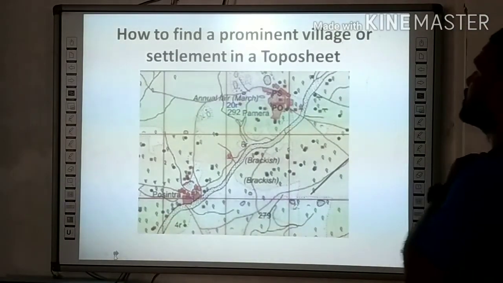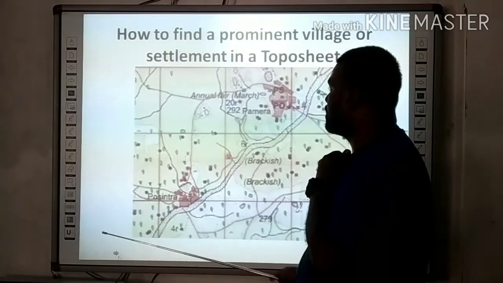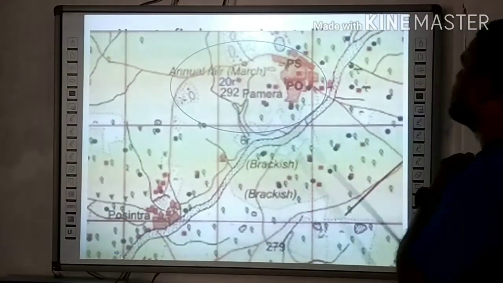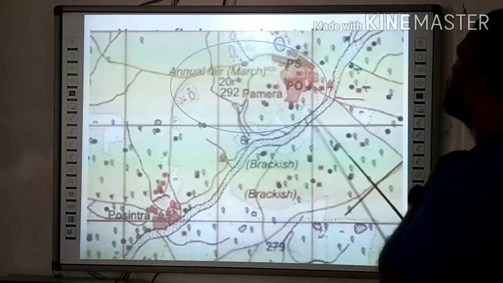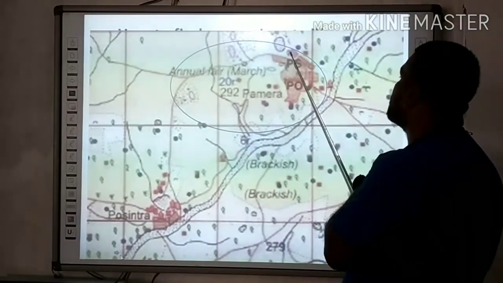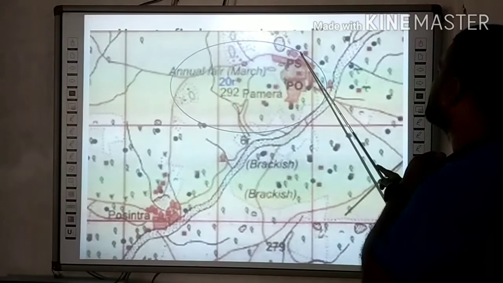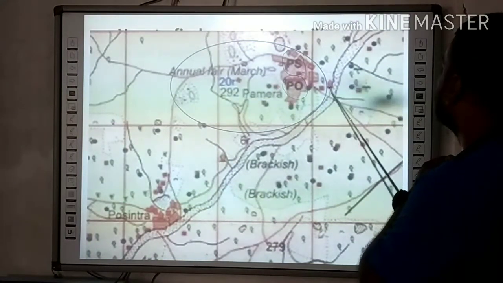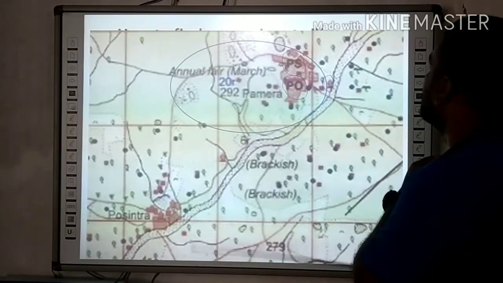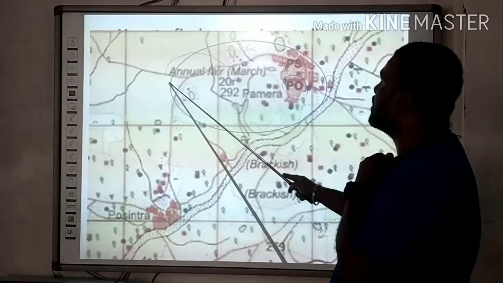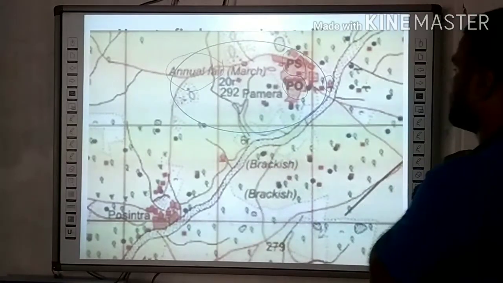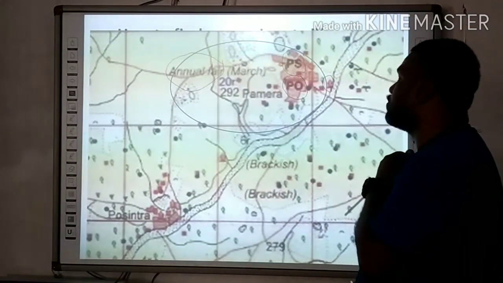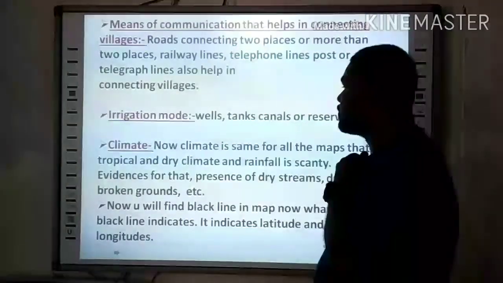Now let us try to find a prominent village in this part of a topo sheet. Can you see the settlement Palmyra, where it is written Palmyra? This settlement is very important in regard to this area. Why? Because it has a police station, it has a post office, and also it is written there annual fair, or even a temple. These features make this settlement an important settlement in this area.